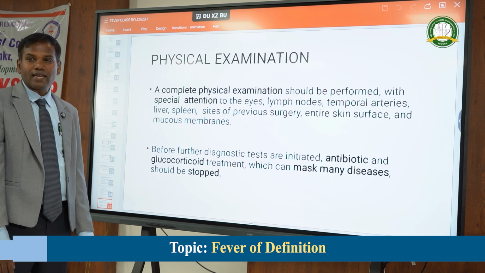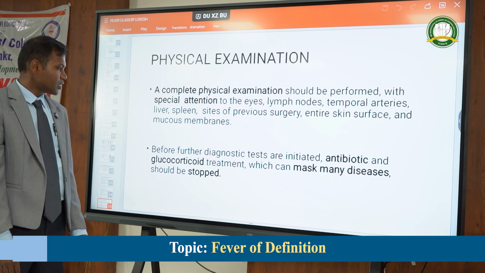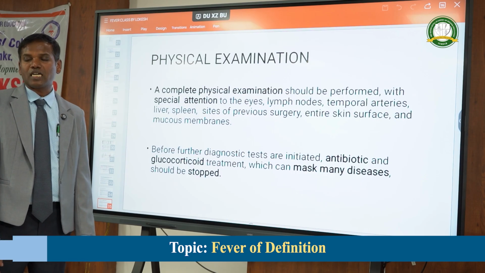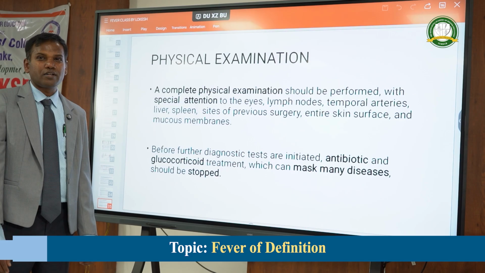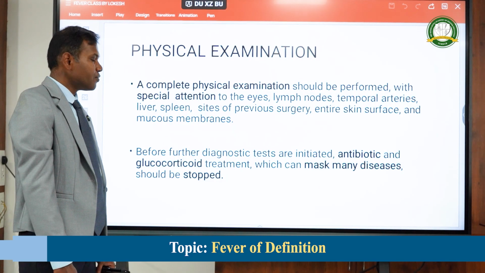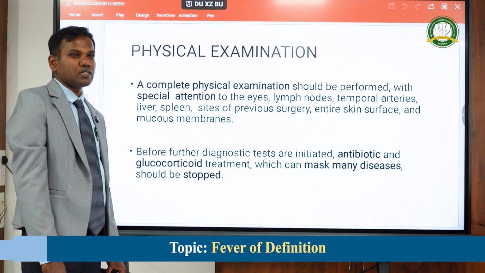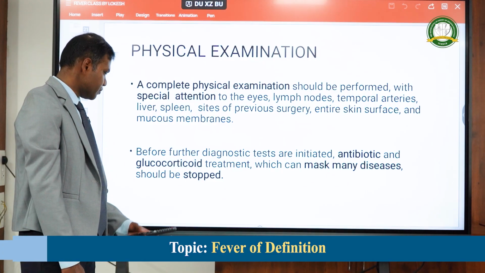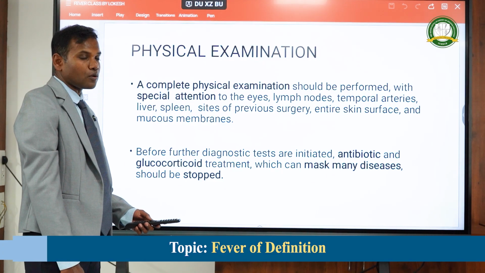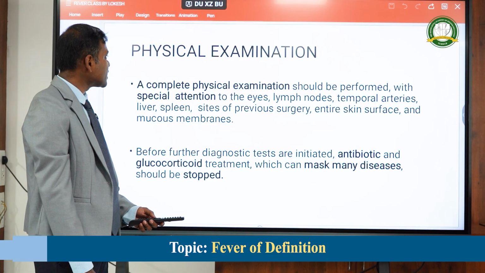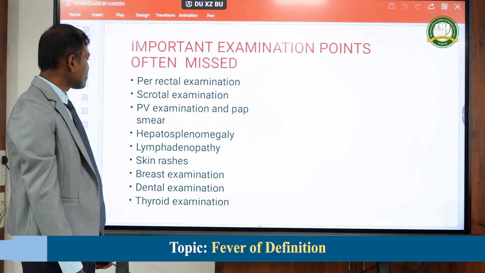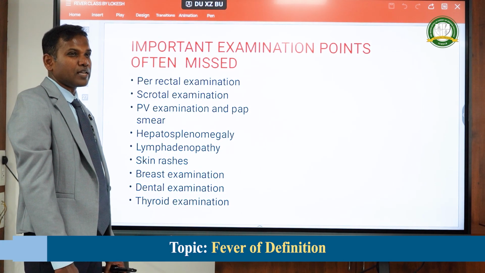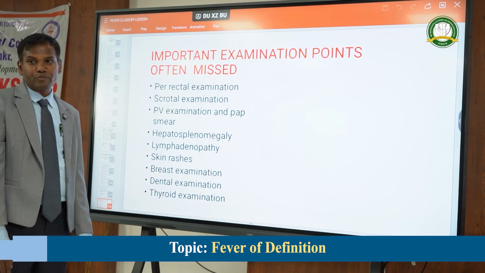Before diagnostic tests, what is important is to ask about antibiotic and glucocorticoid treatment, whether the patient has already started receiving any antibiotic treatment or steroid. If the patient has already received a first or second dose of steroid, it can mask so many diseases. That is why we are very much bothered. So history should be very thorough, and later we go for a physical examination. The examination point often missed in our day-to-day life is the per rectal examination.